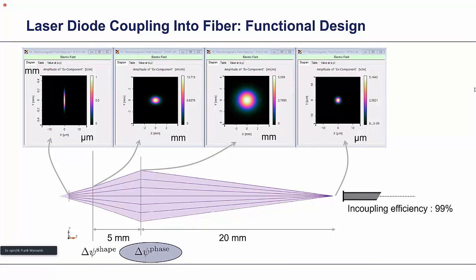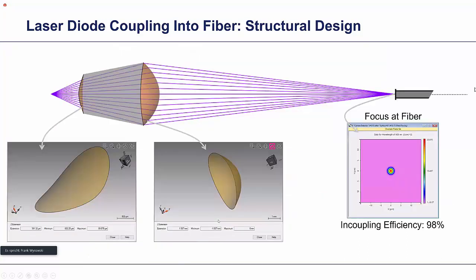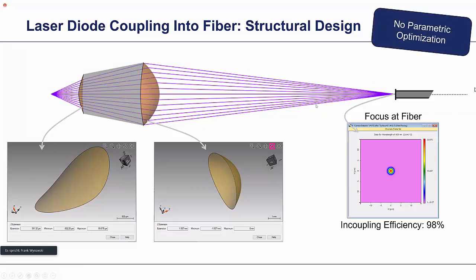That was a functional design, so just the phases. Now we use our techniques to calculate a free-form surface from the phases, and then we get this result. That means we have here our two free-form surfaces and get an efficiency of 98%. So this is a full workflow, which is not using any kind of parametric optimization.